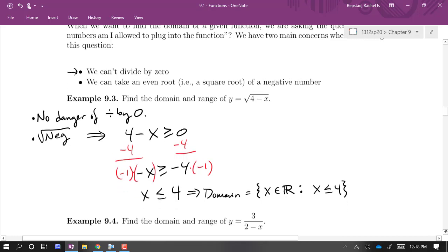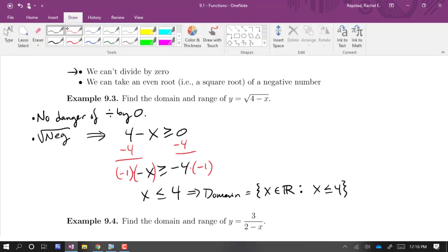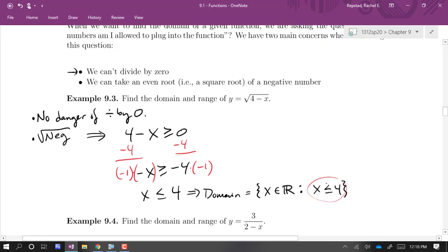Now usually in practice, if I'm just working out a problem, I might just say, oh, the domain is x less than or equal to 4. That's the important part here, saying what has to be true about x. Now what about the range? So we know that we can only plug in values that are less than or equal to 4. Let's think about the values we might be able to get out.